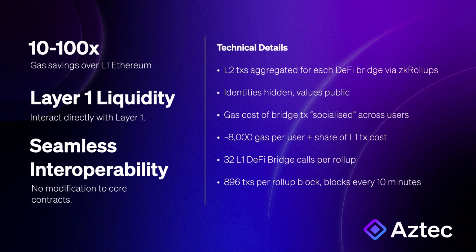In terms of some of the user stats, we're targeting around 8,000 gas for private transactions, plus a share of the L1 DeFi transaction cost. If you have 100 users doing a Uniswap transaction, you socialize that gas cost, 140,000 gas across 100 users. So you get end-to-end Uniswap transactions for about 12,000 gas, which is pretty great. The rollup can support around 1,000 transactions per block, and we can interact with up to 32 different smart contracts per rollup. At the moment, we're targeting rollups every 10 minutes.